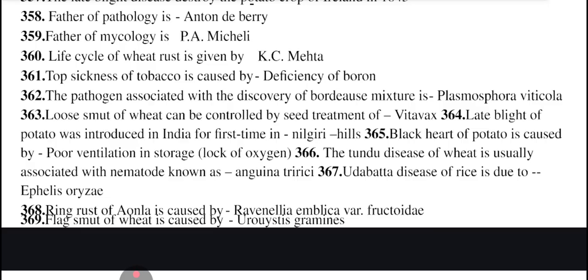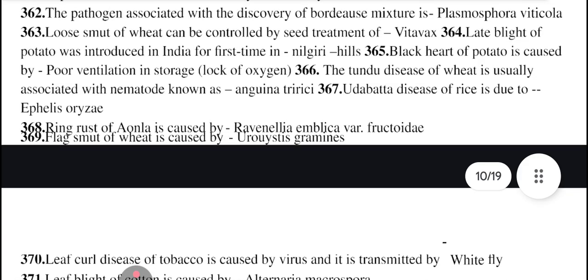Black heart of potato is caused by poor ventilation in storage, that is due to lack of oxygen supply. Tundu disease of wheat is usually associated with nematode known as Anguina tritici. Udbatta disease of rice is due to Ephelis oryzae. Ring rust of onion is caused by Ravenelia, whereas flag smut of wheat is caused by Urocystis graminis.